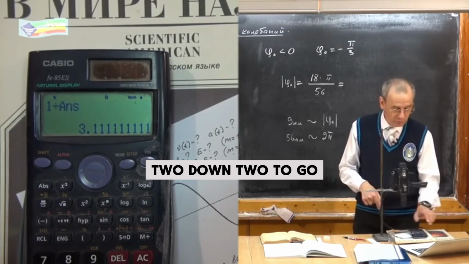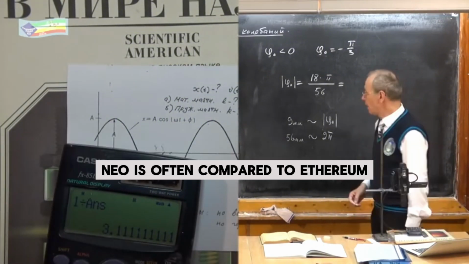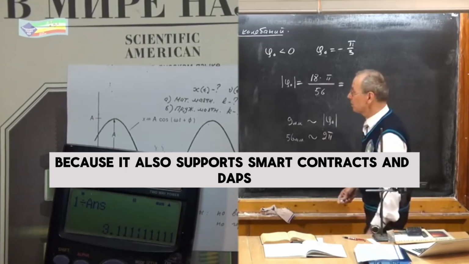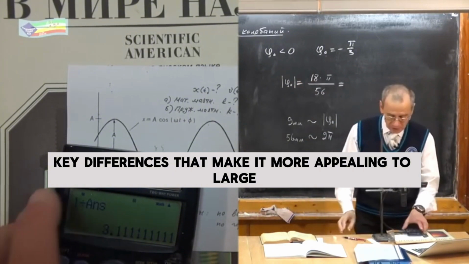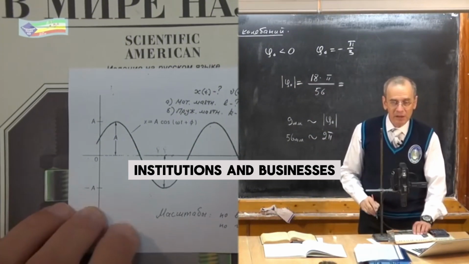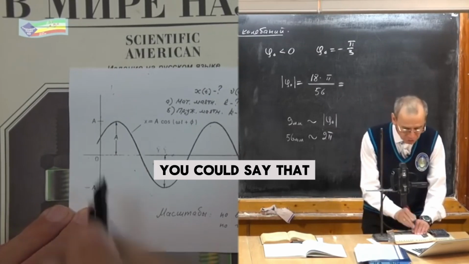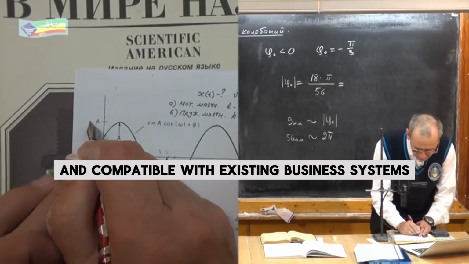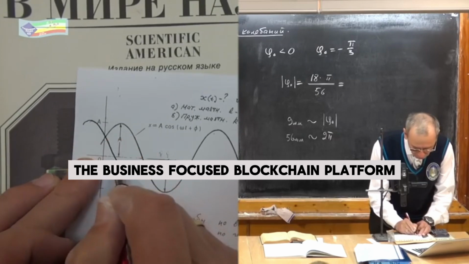Interesting. Okay, two down, two to go. What about NEO? I think you called it China's Ethereum earlier. Right. NEO is often compared to Ethereum because it also supports smart contracts and dApps. But it has a few key differences that make it more appealing to large institutions and businesses. So it's like the enterprise-grade version of Ethereum. You could say that. NEO is designed to be regulatory friendly and compatible with existing business systems. Okay, NEO, the business-focused blockchain platform.